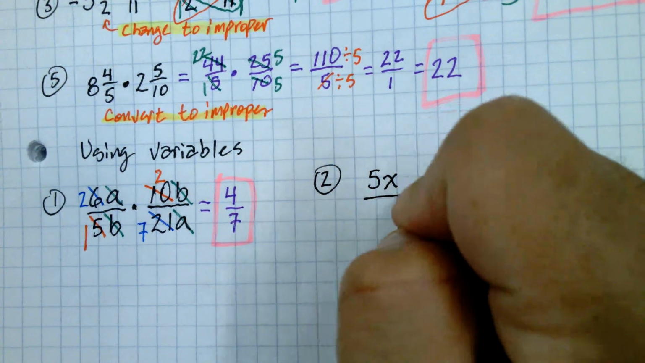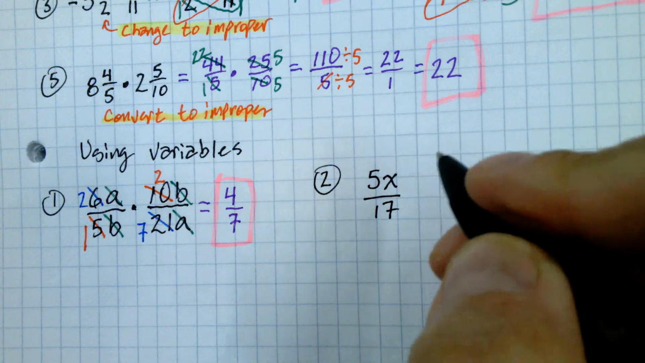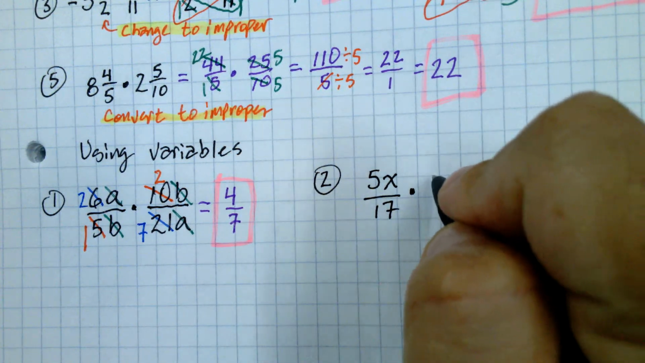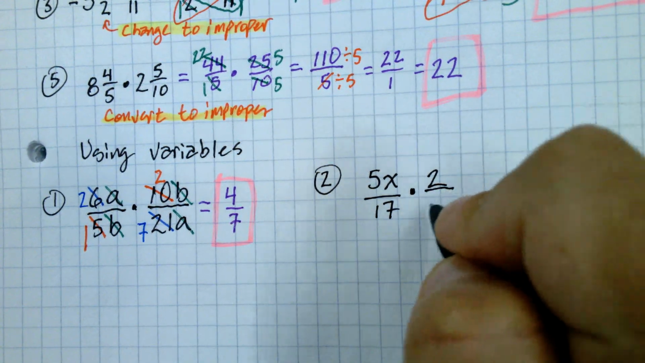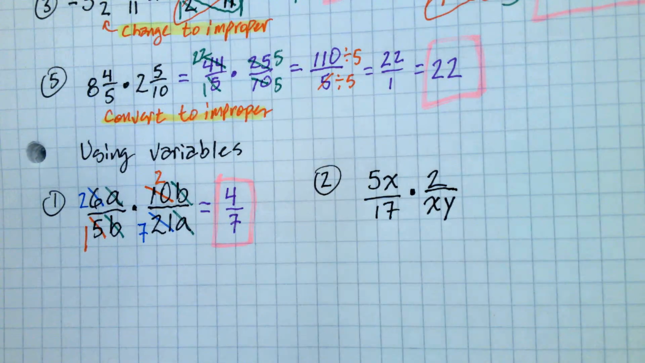5x over 17 times 2 over xy. Okay. So go ahead and take a look here. I like to start with the variables if I can, and cancel anything that's the same on the top and bottom.